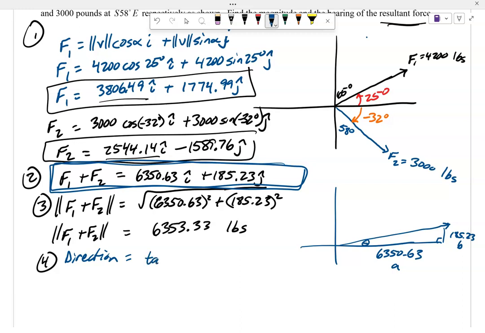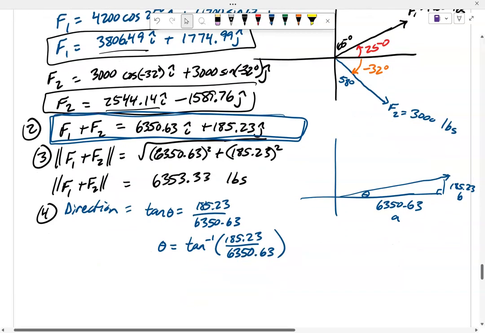So the tangent of theta would be 185.23 over 6350.63. So I take the arctangent of that, in degrees, so it spits it out in degrees. And you get your theta being 1.67. Now, if it's in quadrant 1 or 4, you're fine. You don't have to add another 180 degrees. Okay?